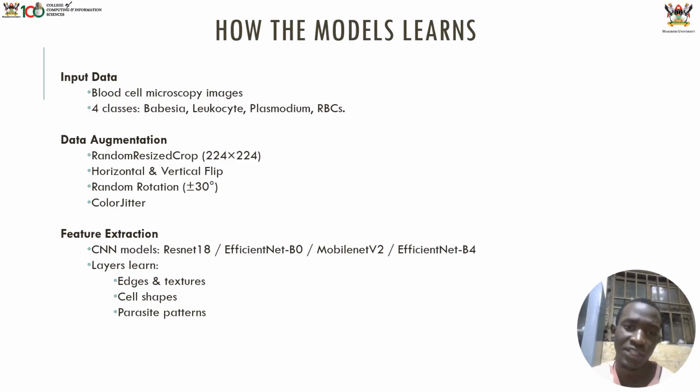You have different layers. In the early layers, the model detects the edges and the textures. Those are the initial layers. Then when you go deeper in the layers, the model will be learning the cell shapes and also the structures. And in the final layers, the model will be able to identify the parasite-specific patterns which are crucial for classification of the image.